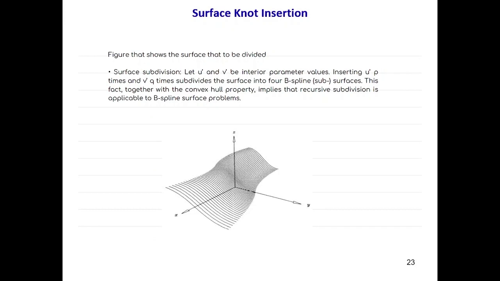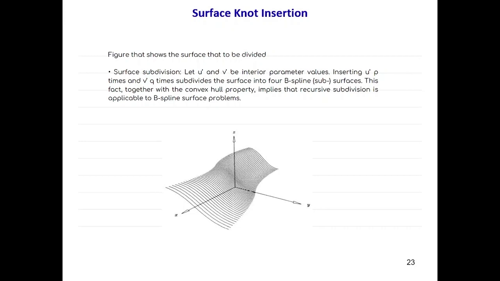Right. So we take u and v as integer parameter values, and we insert u p times and v q times, which subdivides the surface into four B-spline subsurfaces. This, together with the convex hull property, implies recursive subdivision, and it is applicable to B-spline surface problems.